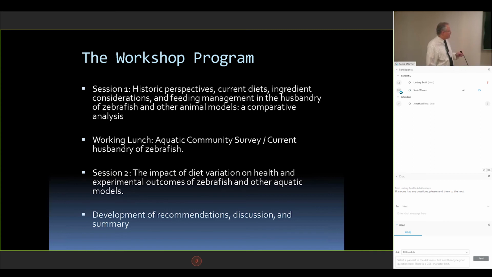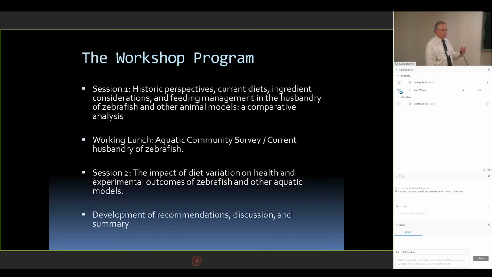Where we are, at a working lunch, and we apologize for that. We had so much to cram into the one day that Zoltan will be leading a group here to talk about where we are and surveying our current status of zebrafish nutrition. This afternoon, the impact of diet variation on health and experimental outcomes.